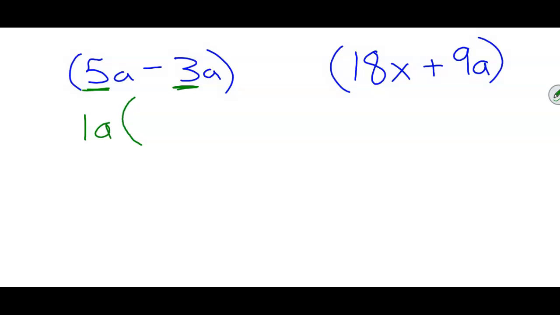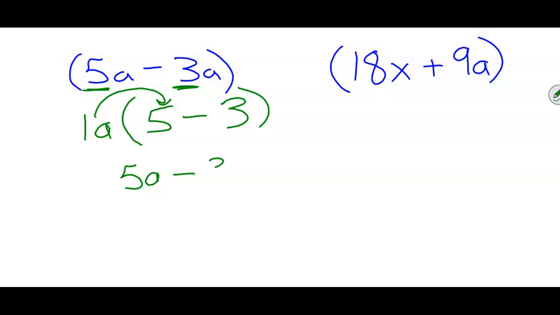Okay, 5a divided by 1a would be, we divided the a out, so it would be just 5. Minus 3a divided by 1a. Okay. Double check your work. 1a times 5. That gives you 5a. 1 times 5 times a. Minus 1a times 3 is 3a.